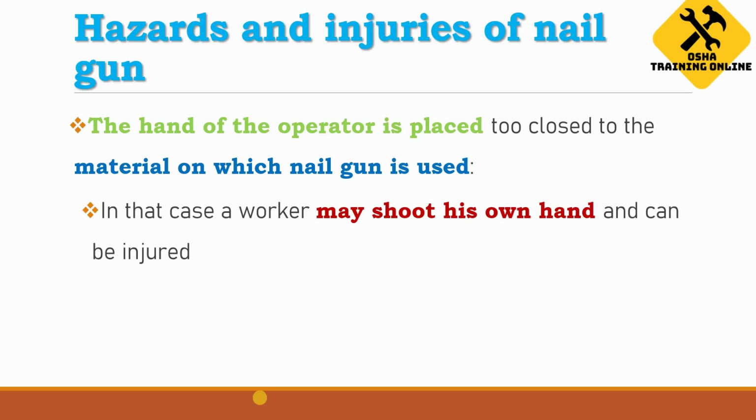So guys, this was about the nail gun. We have discussed its types, what its purpose is, and some of the hazardous situations which may occur due to it. In our next video, we will discuss some of the safety procedures in order to avoid accidents and injuries from the nail gun.